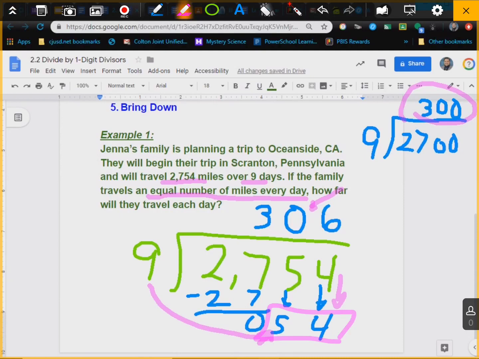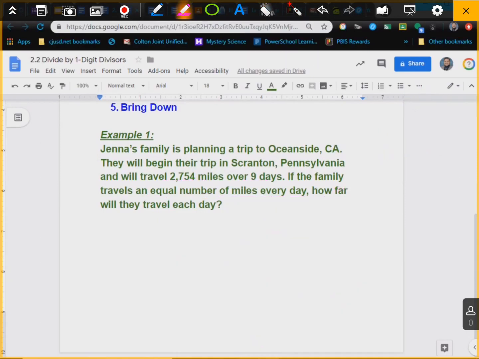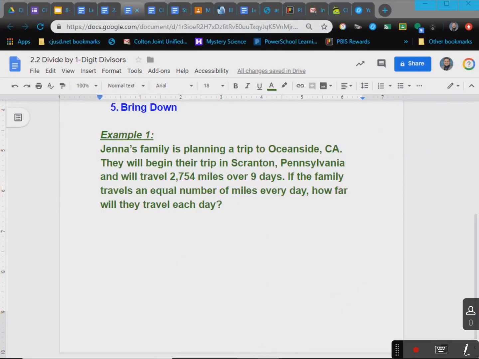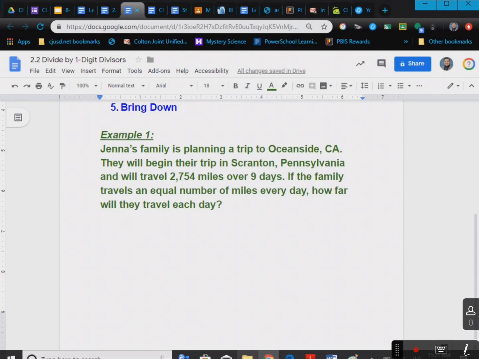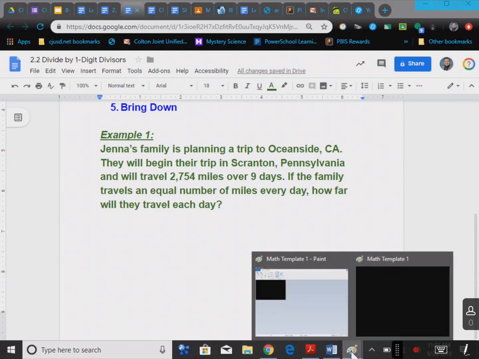And then you see, can this solve it? If 9 still could not go into 54, let's just say it was like 90, right? And 90 couldn't go into 54, you'd add another 0 and bring down the next number. Okay? All right, let's go ahead and do example 2. We have 4 examples total. Okay, and we're going to do example 2, 3, and then 4.